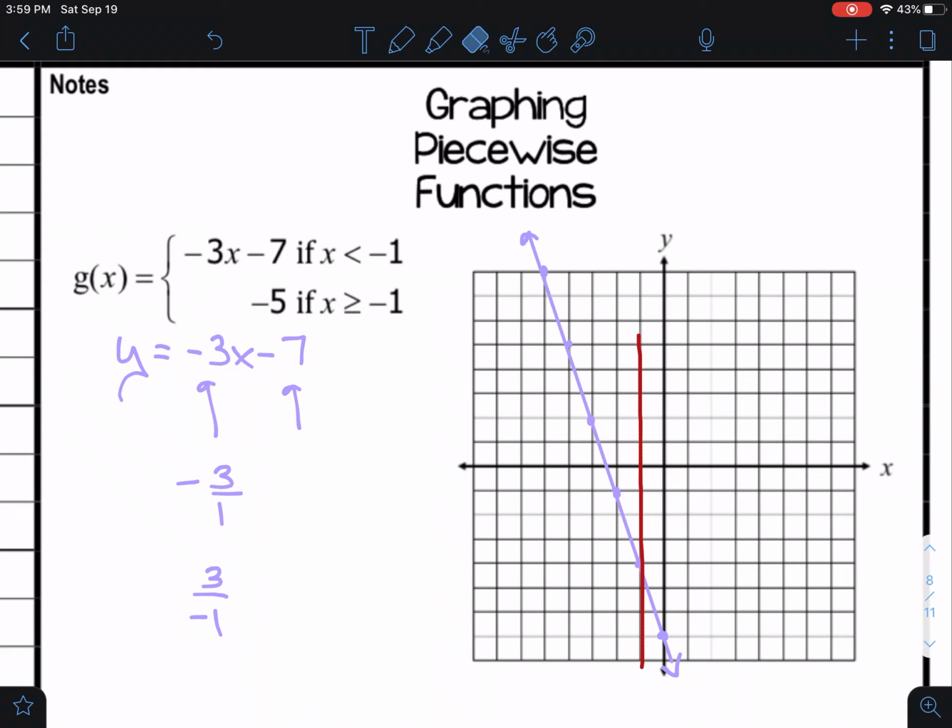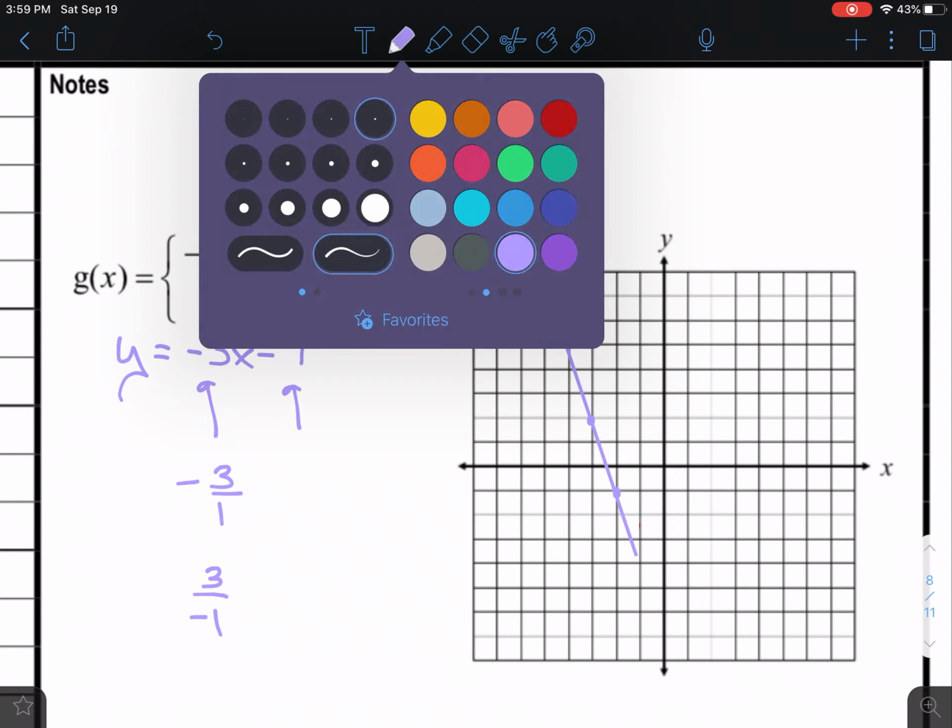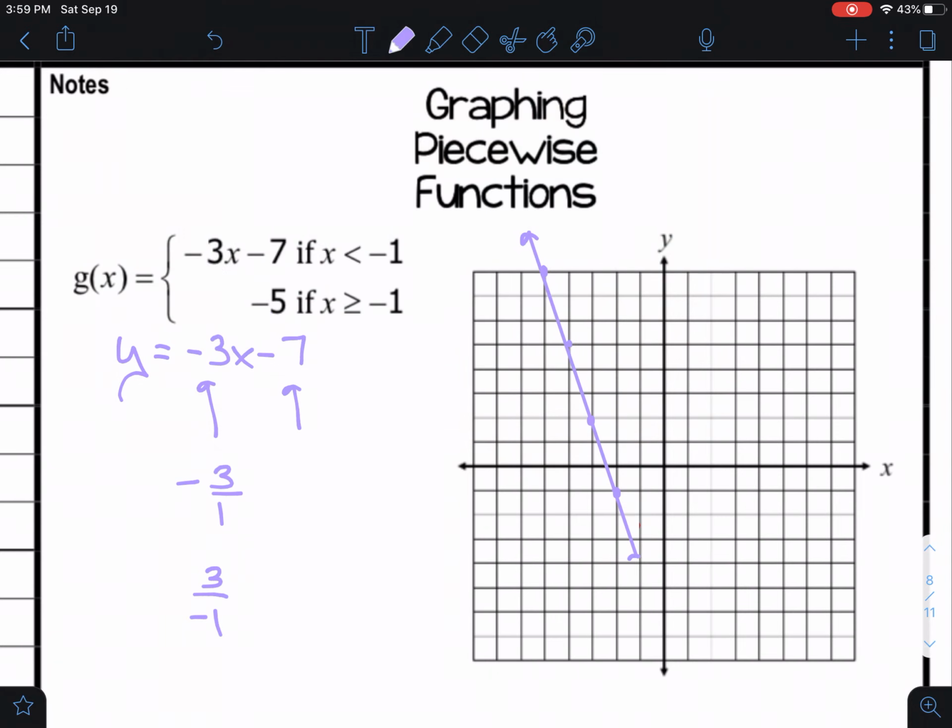So I'm going to erase this side here. And erase this too, I guess, for now. All right, now less than, so I want an open circle here. So let's go back to my purplish color here, and I want an open dot there at negative 1.